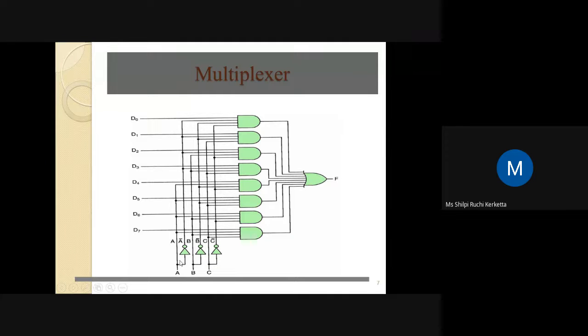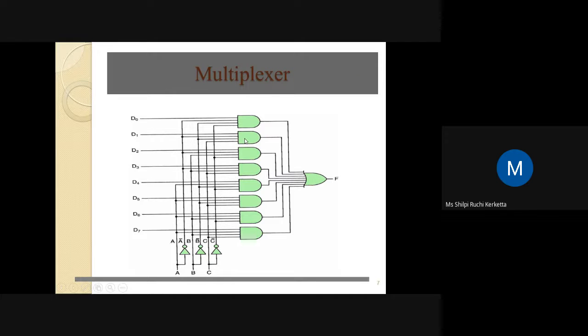So how will we make this A bar into B bar into C bar? We have used this NOT gate. From here we are getting this A bar, from here we are getting this B bar, and from here we are getting this C bar. And from here we are getting this D0. If all are correct, only then will we get the output.